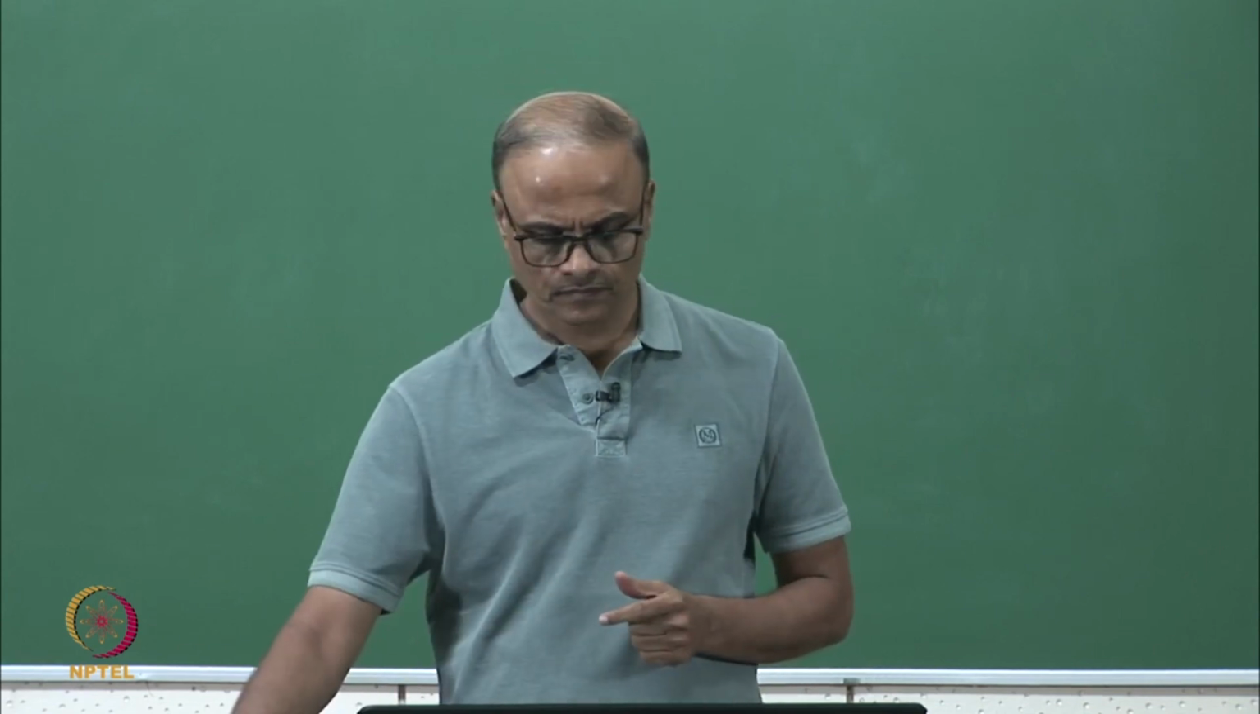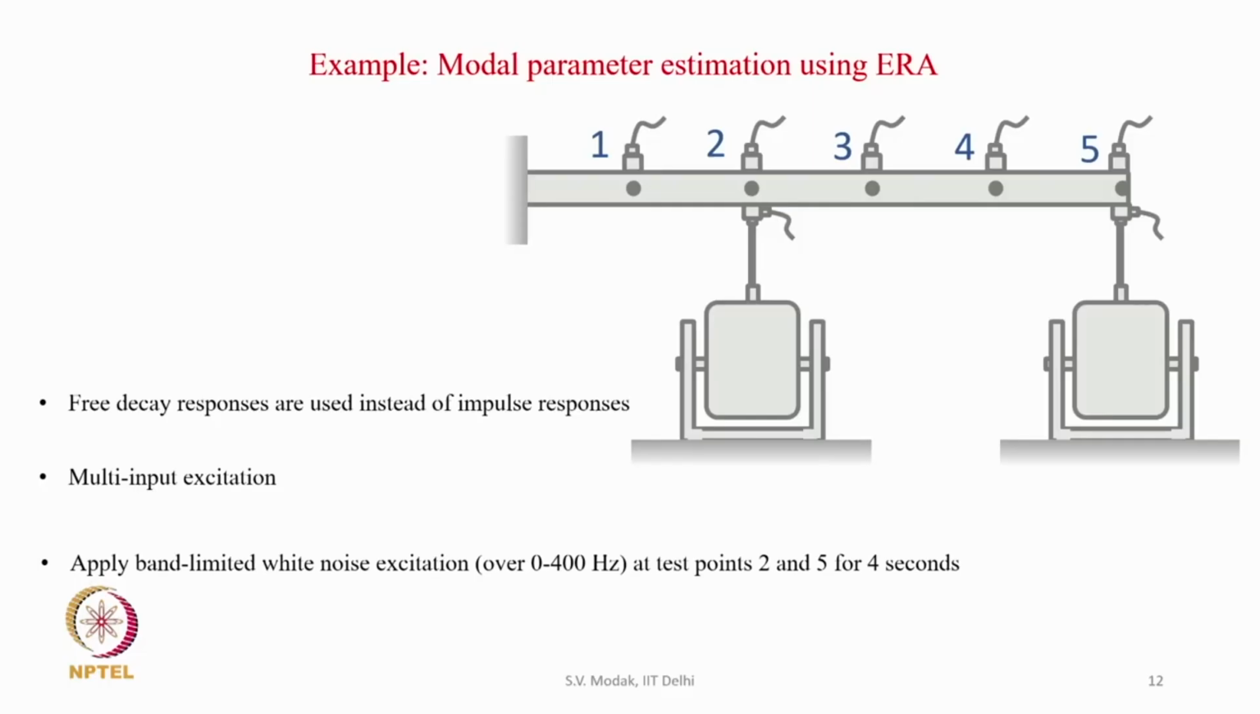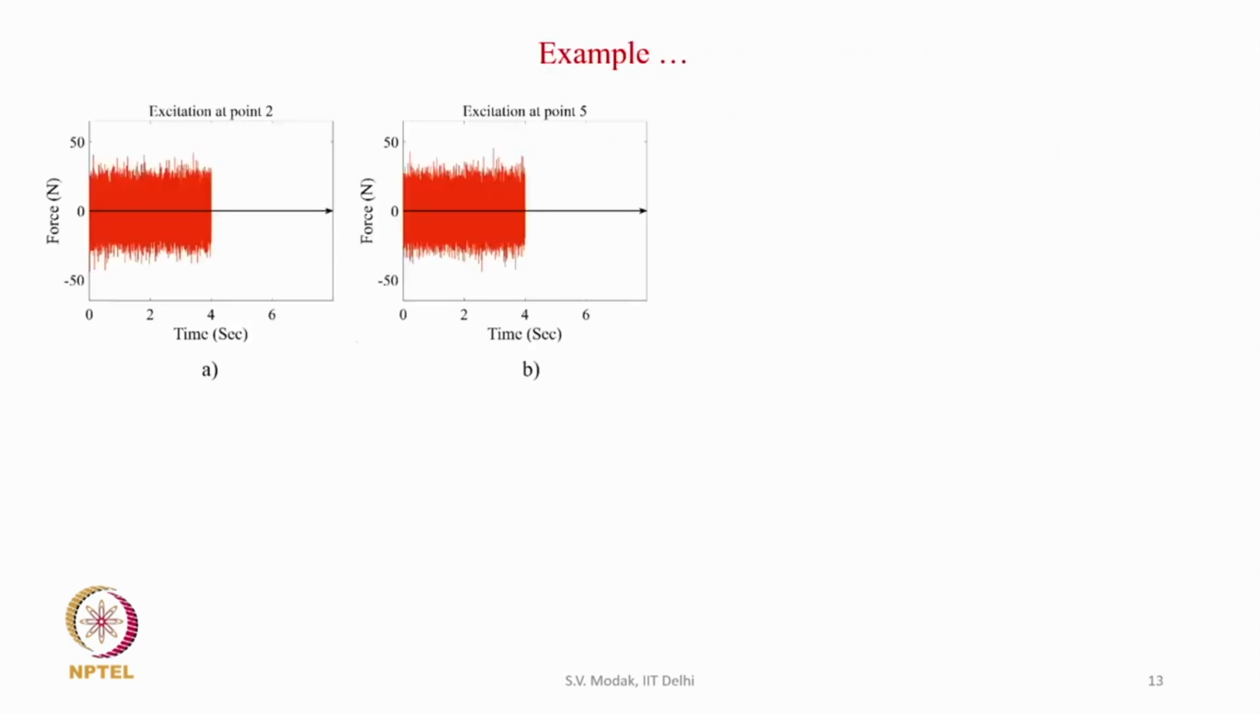and then we measure the free decay responses during that interval. So, this is a schematic of how the structure is excited and how the responses are measured. So, you can see at point number 2 and point number 5 we have applied the white noise excitation, and then we are measuring the responses at all the 5 points simultaneously. So, you can see this is a plot of the excitation being applied at points 2 and 5.